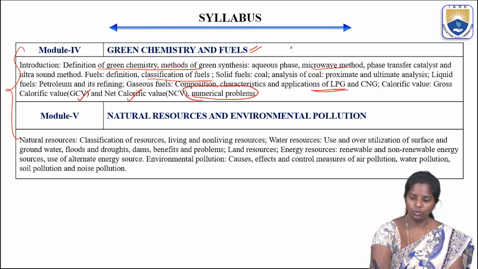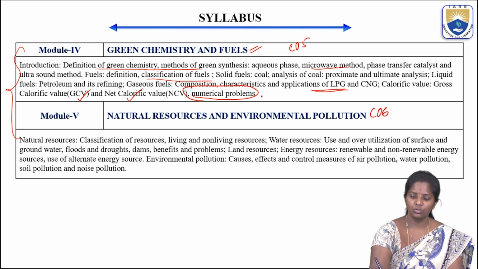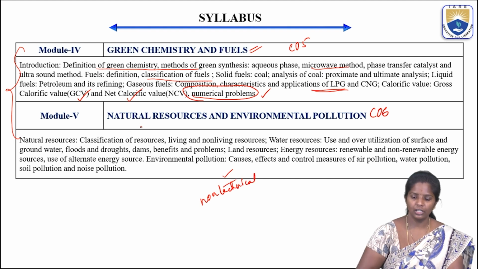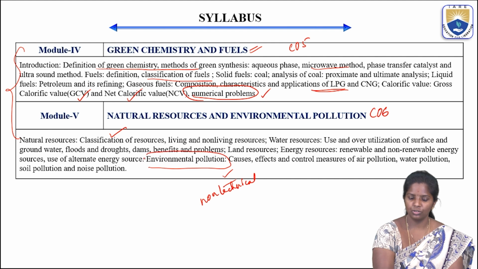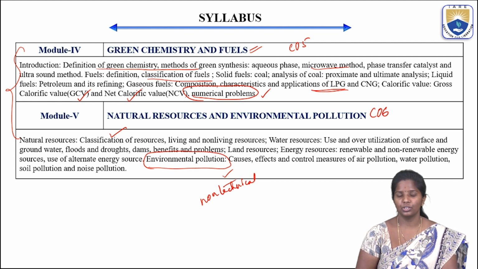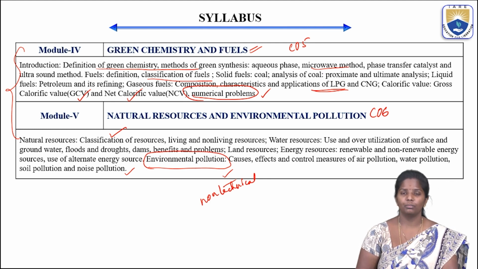So this is course outcome 5 and course outcome 6. Course outcome 5 includes problems, and course outcome 6 is purely non-technical. So it has natural resources and environmental pollution, wherein different types of resources are explored and understood, and how the environment is getting polluted, and the control measures for different pollutions like air pollution, water pollution, soil and noise pollution. So these are the different topics that are being imparted to the students, the upcoming engineers.